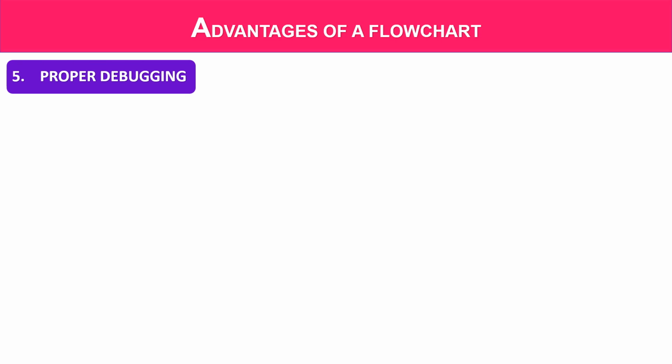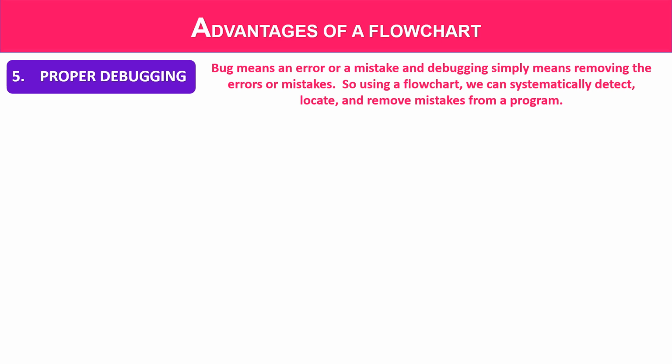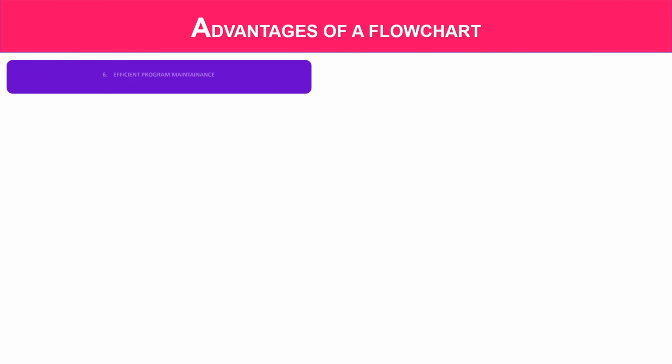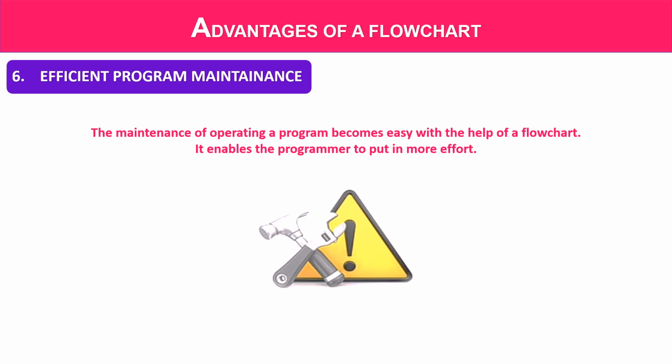Five, proper debugging. Bug means an error or a mistake, and debugging simply means removing the errors or mistakes. So using the flowchart, we can systematically detect, locate, and remove mistakes from a program. Six, efficient program maintenance. The maintenance of a program becomes easy with the help of a flowchart. It enables the programmer to put in more effort.